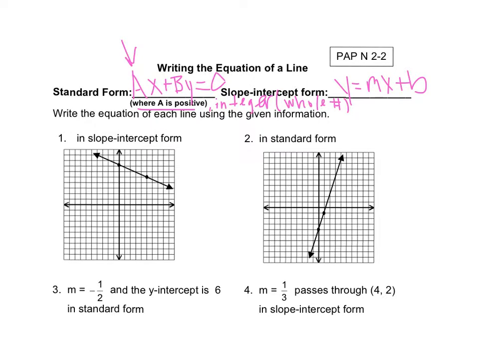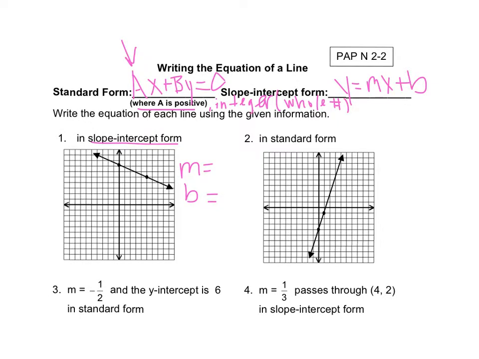Okay, so what we're going to do here is we're going to write the equation of each line using the given information. So number 1 and number 2, we're given a graph. Number 1, we're going to put it in slope-intercept form. And when you're given a graph, in order to write the equation, there's two things that you need to know. You need to know the slope, and you need to know the y-intercept. So you're going to have to find that anytime you're given a graph.